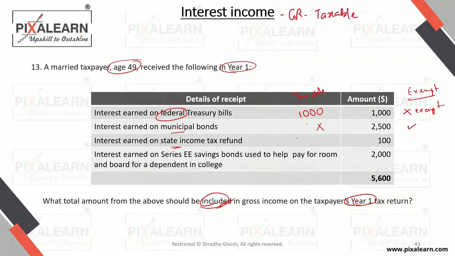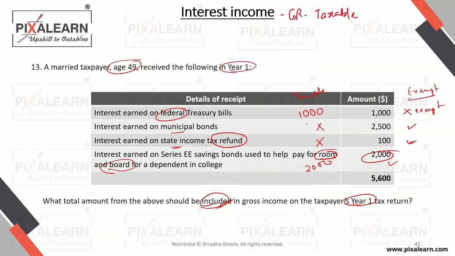Interest on state income tax, again, not taxable. It is exempt. Interest on Series E savings bonds, which is used to help pay for room and board. Had it been for tuition fees and books, it will be exempt. But since it is room and board, it will not be taxable. This is not state income. This is not state bond, guys.